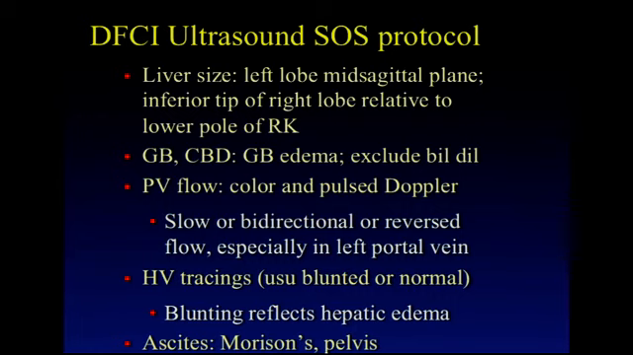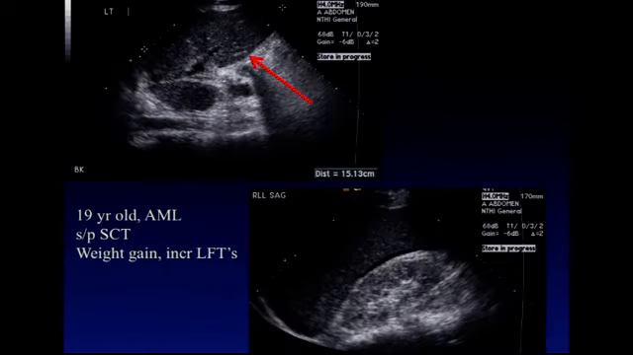It seems that the left portal vein is a little bit more sensitive to this. The hepatic venous tracings are not particularly useful in this, and then of course we look for ascites in Morrison's pouch and in the pelvis. So I'd like to show you two cases illustrating the key ultrasound findings of this syndrome.